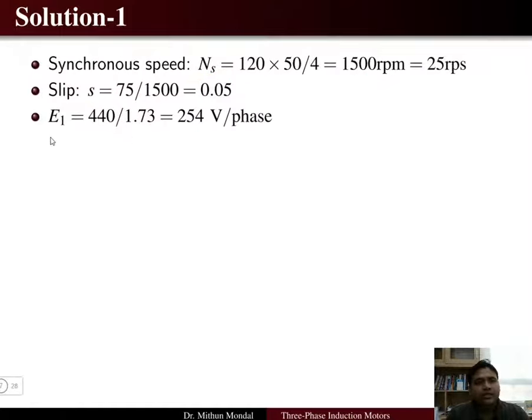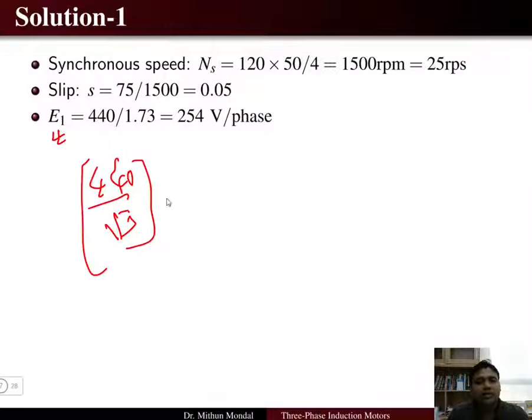Now the induced EMF E1 in the stator is basically 440, that is the line voltage, divided by root 3, because we have to convert it into phase voltage. So we get a value of 254 volt.